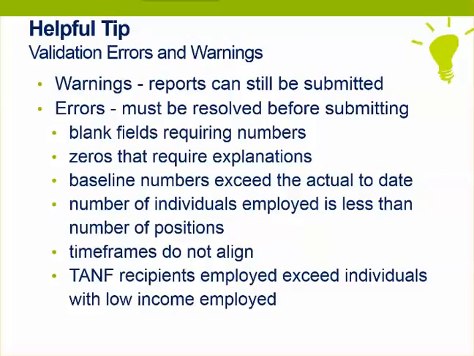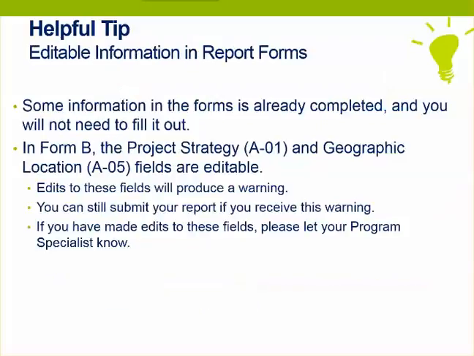Warnings are a little bit different. Some information in the forms that you complete is already completed for you and you do not need to fill them out. This specifically relates to most of the information in Form B. So in Form B, the project strategy indicator and the geographic location indicator are fields that are editable. But if you do edit these fields, you will produce a warning because these are fields that aren't expected to change throughout the course of your grant.